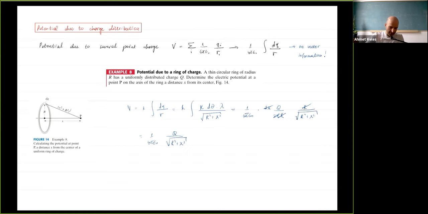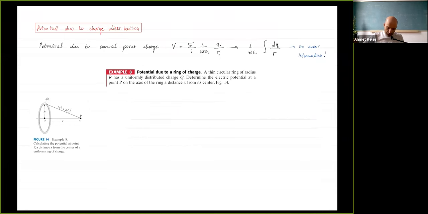So here's the example. Maybe I can clean this up. So this is the potential due to a ring of charge. We are familiar with this system. We calculated the electric field of this system. Now let's think about its potential. So a thin circular ring of radius r has a uniformly distributed charge Q. And our task is to determine the electric potential at a point P here on the axis of the ring at distance x from its center here.